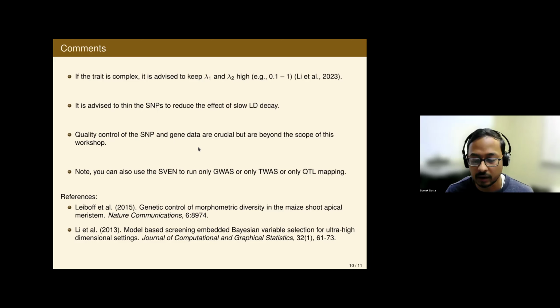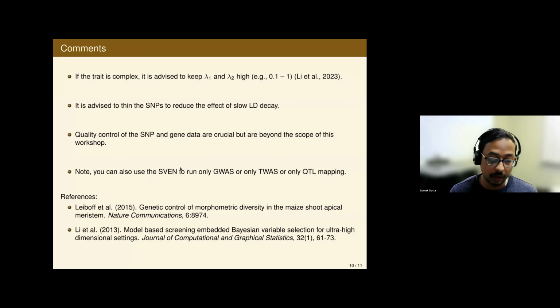Some form of minor allele frequency thresholds are used to quality control the SNPs, or outliers of genes are tackled. So those quality controls are needed. And a final note here is that you can also use SVEN.